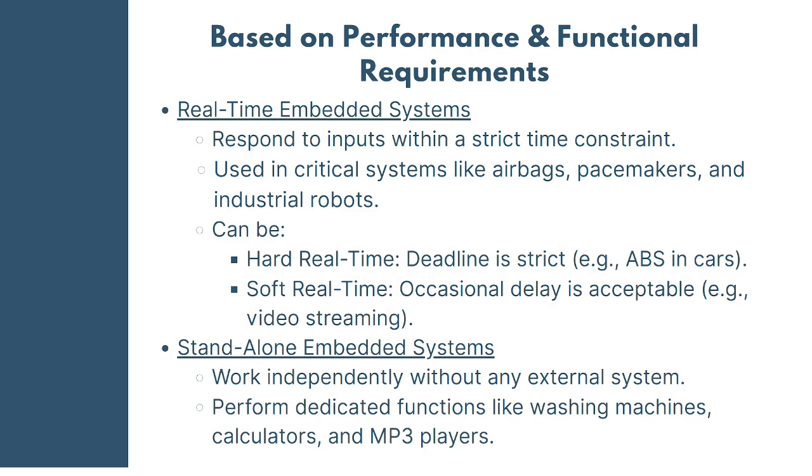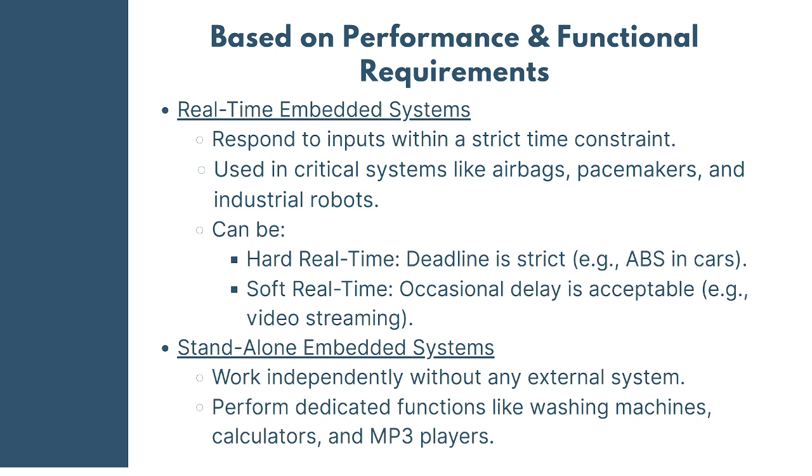Now we are going to discuss, based on performance and function requirements, real-time embedded systems. Real-time embedded systems are the ones that respond to inputs within a strict time constraint. They are used in critical systems like airbags, pacemakers, and industrial robots. They can be hard real-time and soft real-time. Hard real-time means the deadline is strict. For example, ABS in cars.